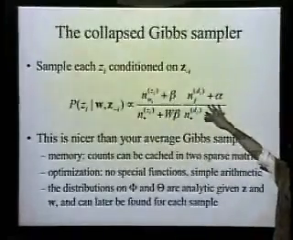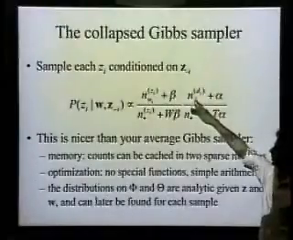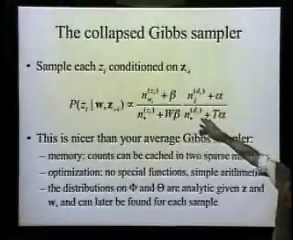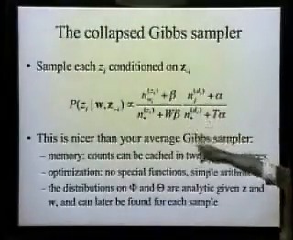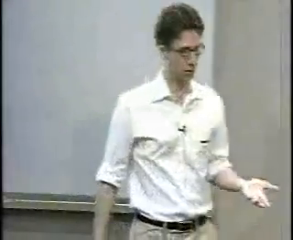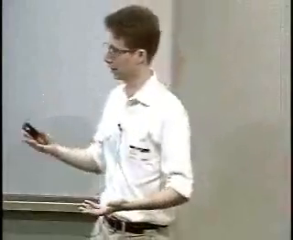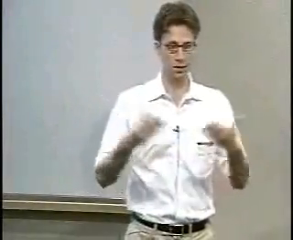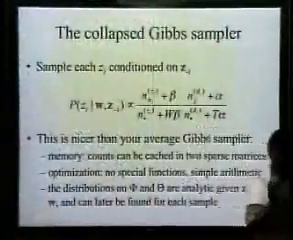And then the second term is the number of times you've seen that particular topic in that particular document divided by the total number of words in that document. So you can think about these two terms as actually corresponding to the probability of that word given that topic and the probability of that topic given that document. And those are the two things that you need to put together in order to work out the probability of that topic assignment for that particular word given all of the other assignments.